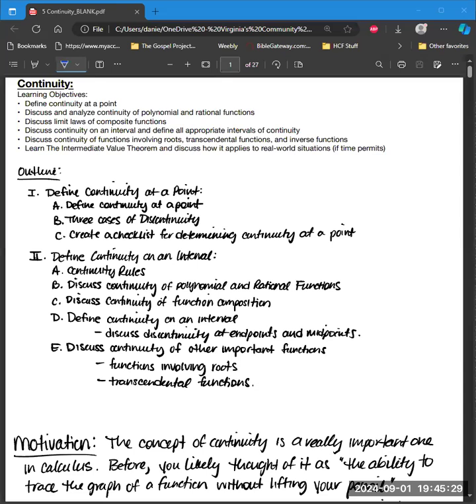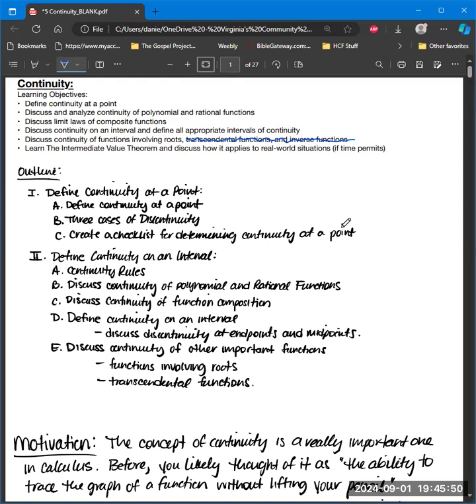We probably won't do this for this course. I'll just be talking about roots probably, and learn the intermediate value theorem and discuss how it applies to real world situations.